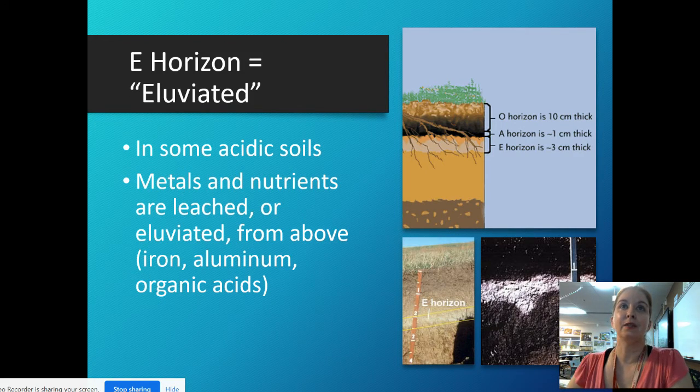E is for eluviated. It's not in everyone. It's in some acidic soils, and this is where minerals and nutrients are leached or eluviated from above. So they'll pull that stuff down. Here's an example. You have your O and then A and then E horizon, and once again, they're pulling those. If it's there, it's fairly obvious. You've got that leached area.